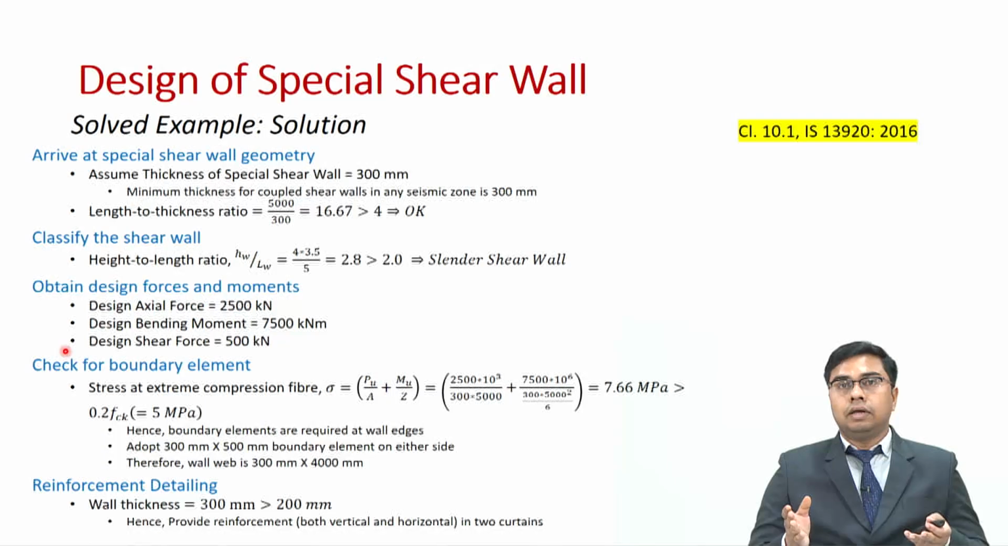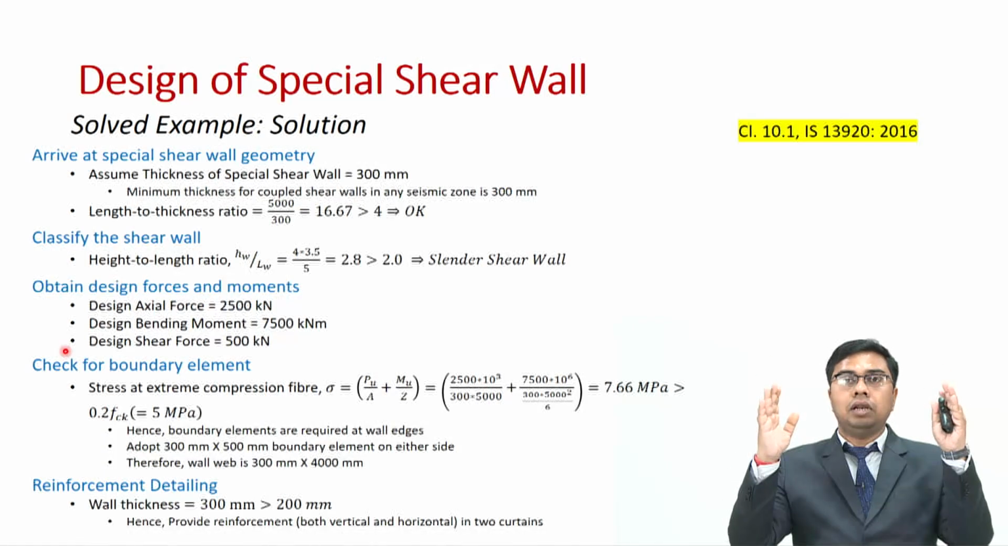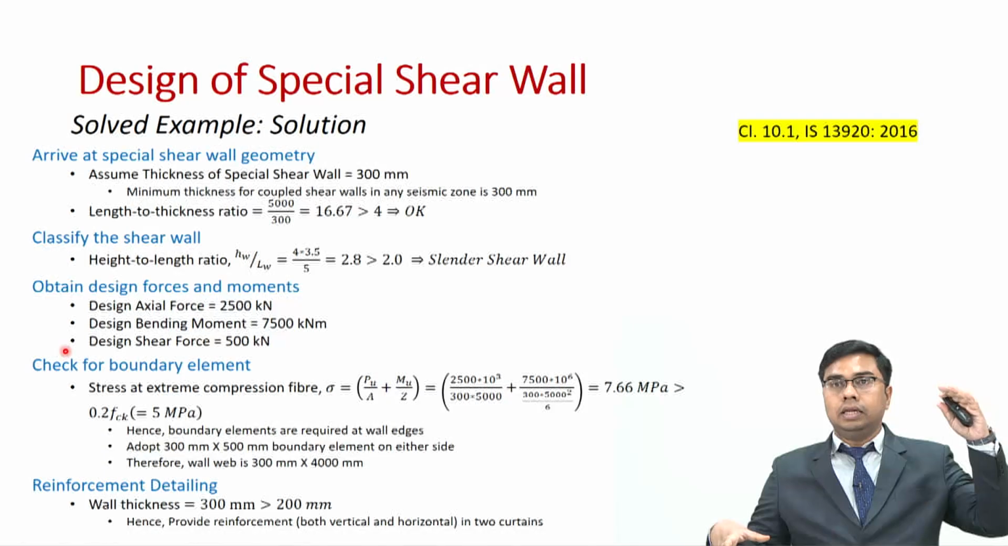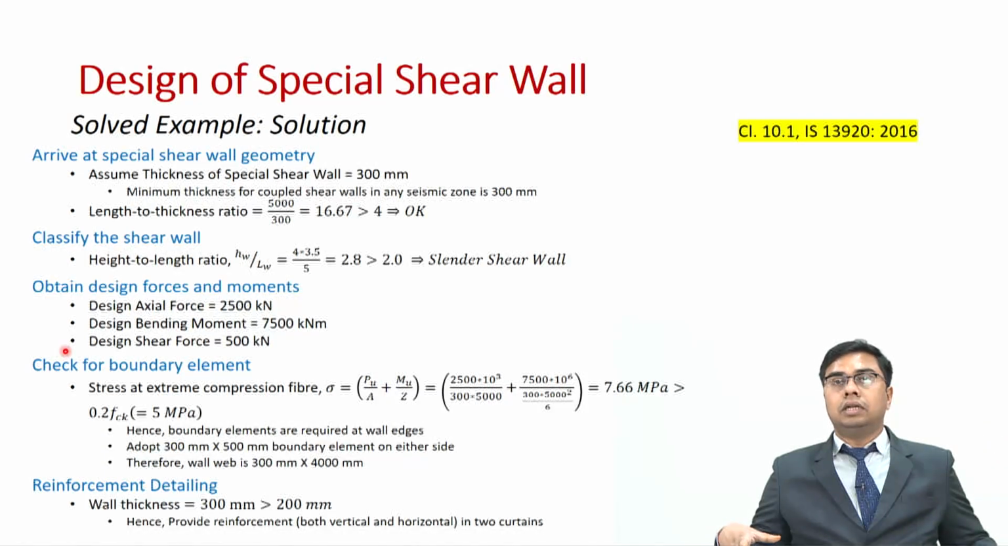For that we will calculate the stress at the extreme compression fiber. Whenever there is a shear wall, if you apply a lateral load, on one end there will be compression and on the other end there will be tension. So, we will try to find out what would be the stress at the extreme compression fiber. How will we calculate that?